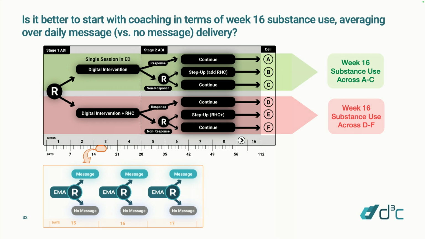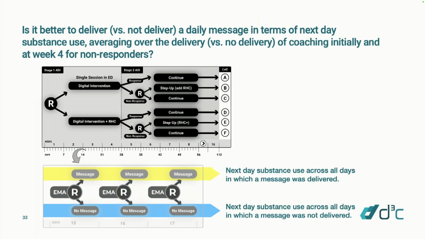Now, this is the main effect of starting with coaching versus no coaching. Not only averaging over the second stage components for responders and non-responders, but also averaging over the delivery of the daily messages because you have the MRT in the background. You're in the multi-model adaptive intervention context. Does that make sense? It's just the interpretation that is different. The analysis is exactly the same.